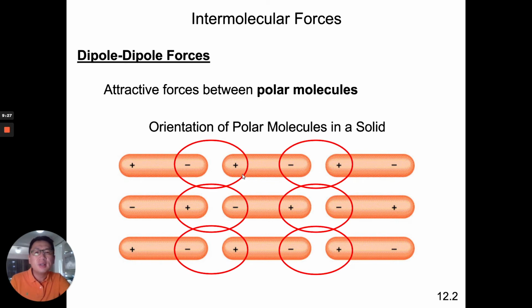Well, guess what? These negatives and positives attract. It's like having a whole bunch of little magnets. Polar molecules have attractive forces because of these opposite charges. When you have little magnets, they attract each other using what's called dipole-dipole forces. Dipole-dipole forces are attractive forces between polar molecules, and again, we'll talk in a separate video about how to know something is polar. In a polar molecule, the electrons are more on one side of the molecule than the other.